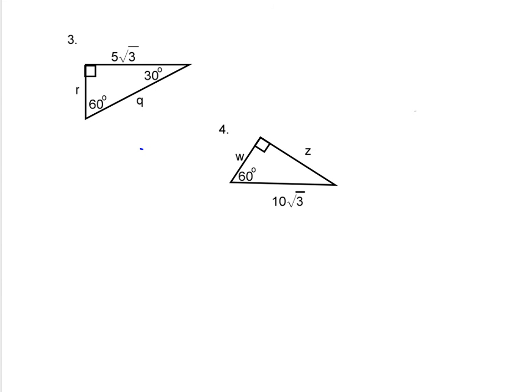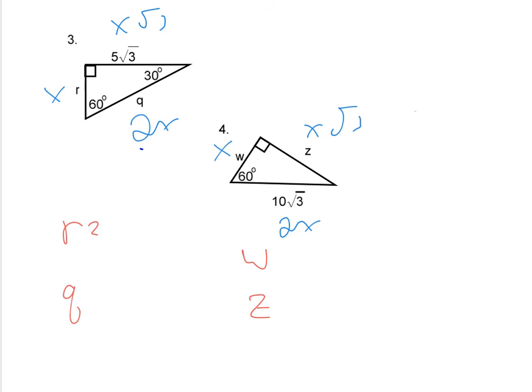Okay, let's try this one. In fact, you guys try this one. Find R and find Q. So find R, find Q, find W, find Z. I'll help you get started just a little bit. This is my x side. This is my x root 3 side. This is my 2x side. This is my x side. This is my x root 3 side. This is my 2x side. Go ahead, stop the tape, and solve for R, Q, W, and Z.